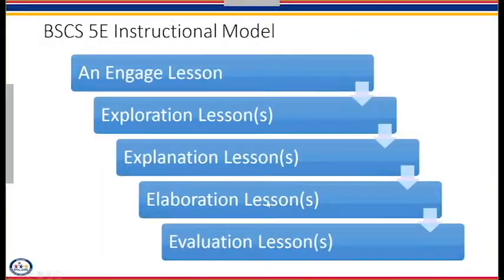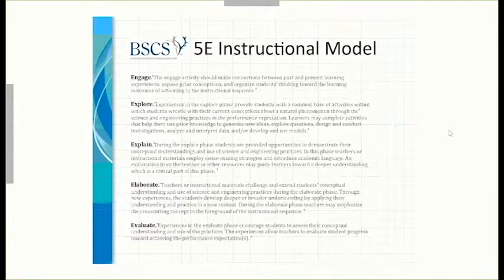I'm going to give you about 1 minute to just read the description of each of the 5 E's.